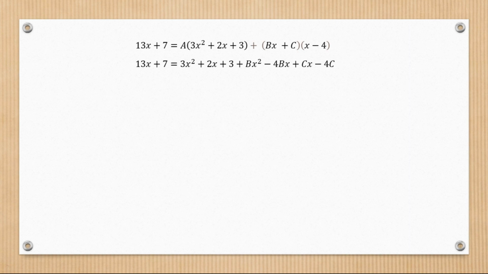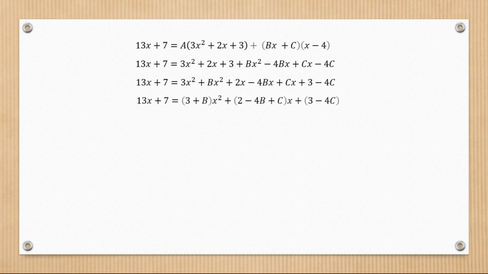So now that we know the value of a, we can consider this equation. We know a is 1, so we substitute in 1. Then we can multiply these brackets and we have bx squared minus 4bx plus cx minus 4c. Now we can combine values that have the same power of x together, we group those together, then this is what we end up having. Next we equate corresponding coefficients on both sides. From here we can see 3 plus b shall be equal to 0, because the coefficient of x squared on the left hand side is 0.